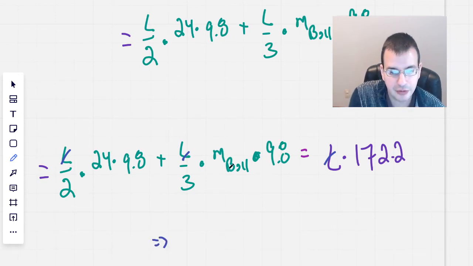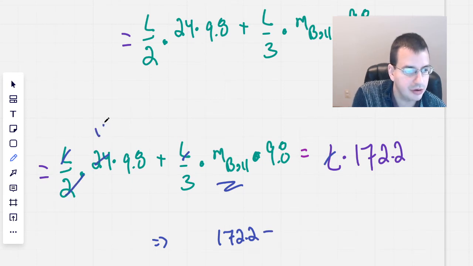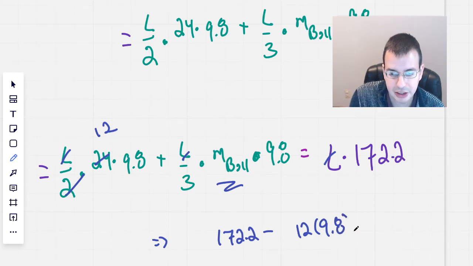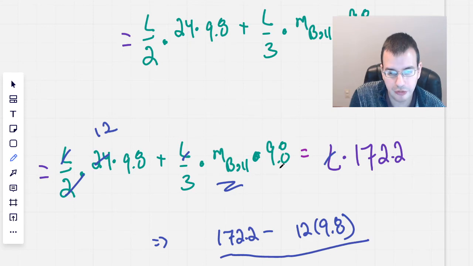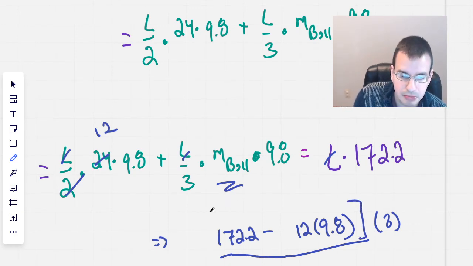So solving for the mass of the ball, we'd have 172.2 minus, I'm going to call this 12, minus 12 times 9.8, all over 9.8 times 3. Does that seem reasonable? Sorry, so this moved over there, multiplied by 3. Yeah, maybe. I'll make this bigger and more obvious.